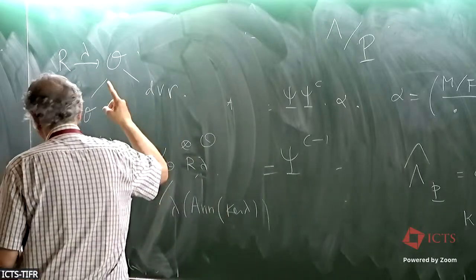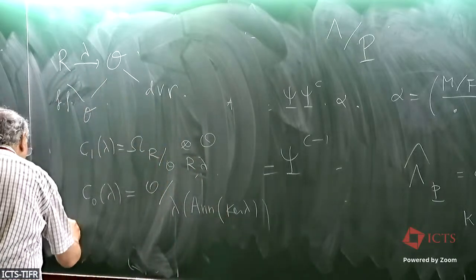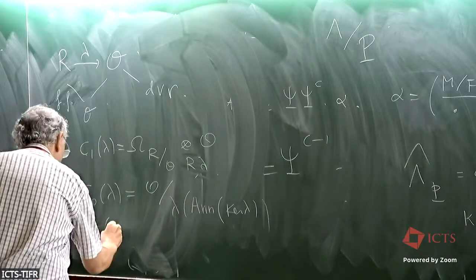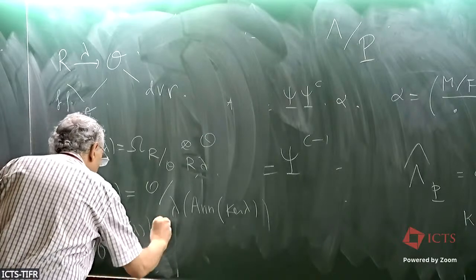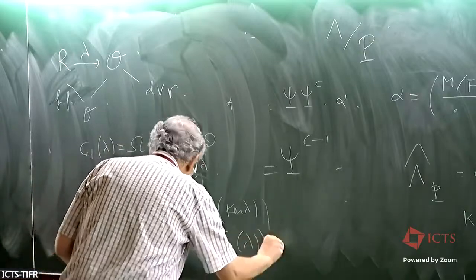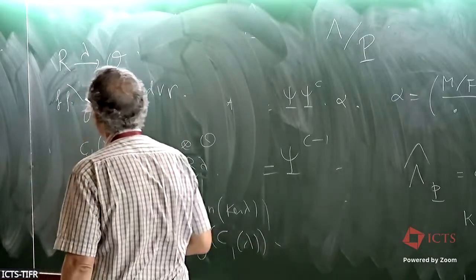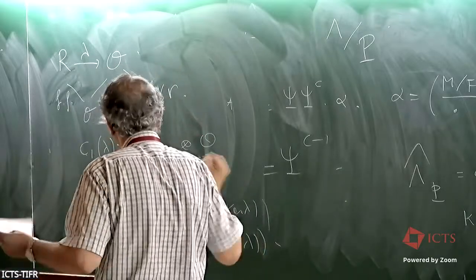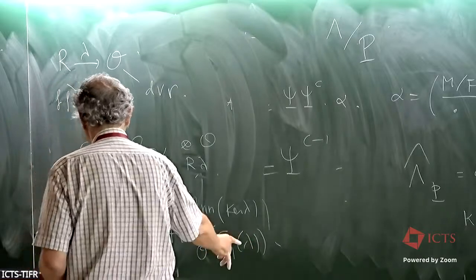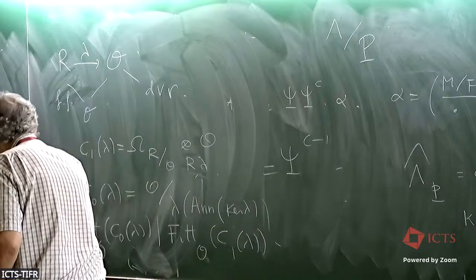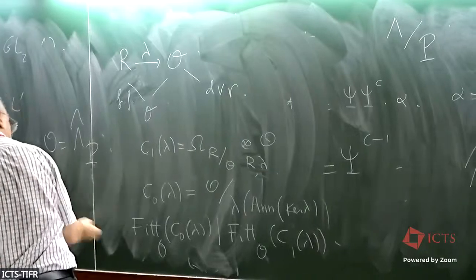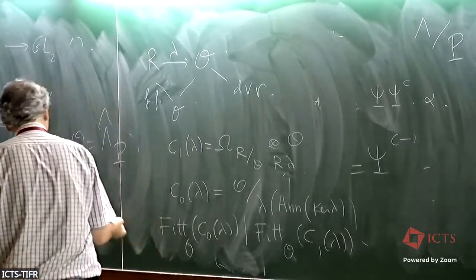But what you always have is that the fitting ideal of C0 divides the fitting ideal of C1. And actually, equality holds when the ring R is a locally complete intersection. But anyway, we don't need that. We need only this general fact, this abstract nonsense. So for us, O is lambda P hat. This fitting ideal is H psi.